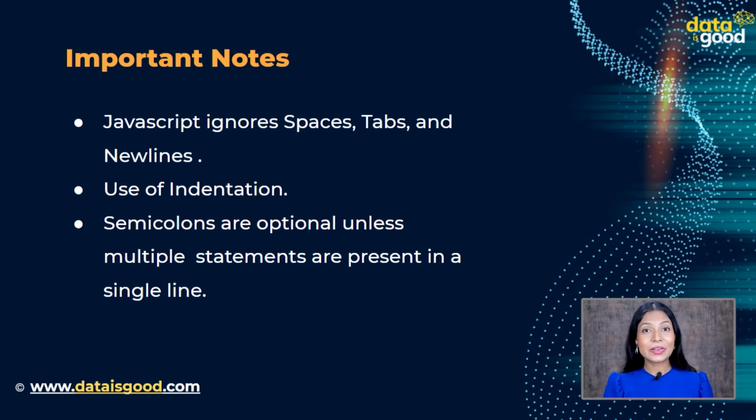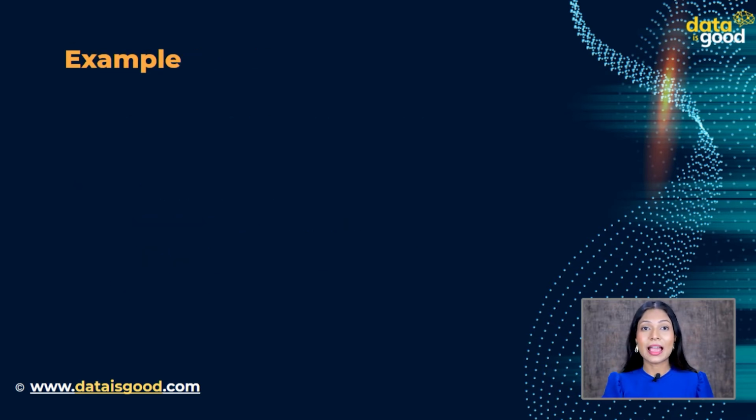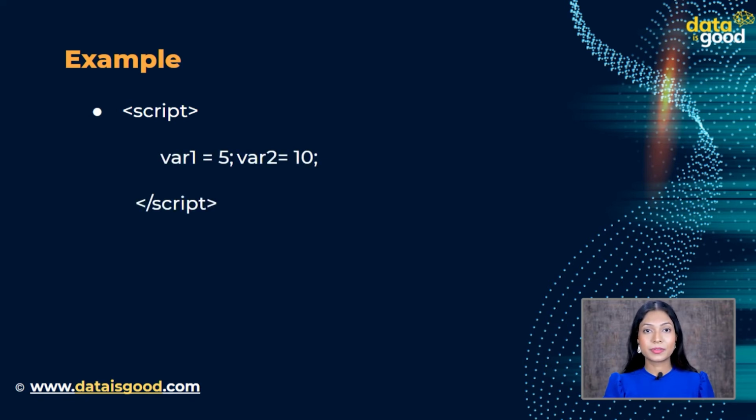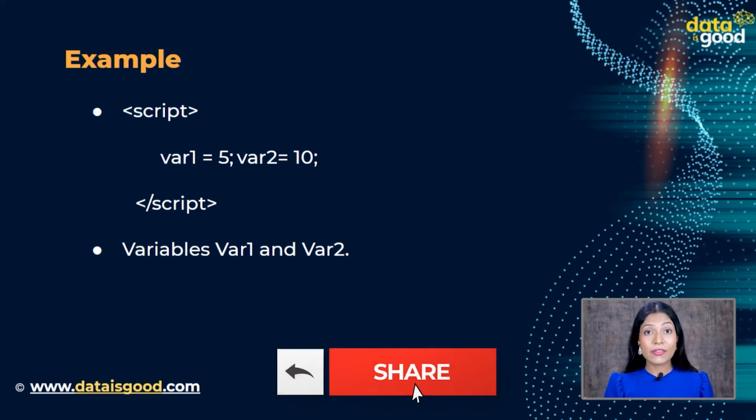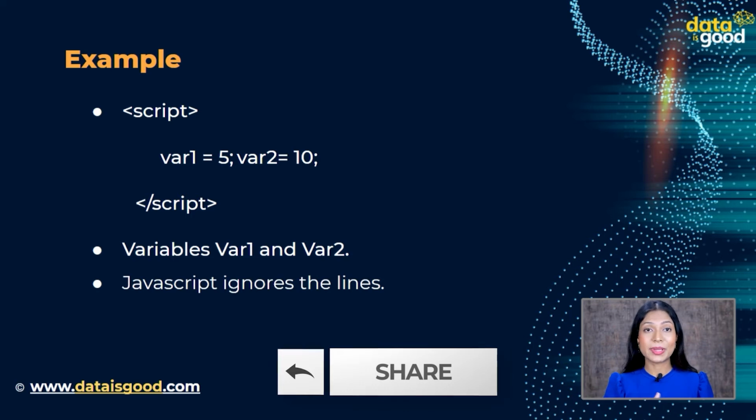So let us take a look at one more example to understand one more important feature of JavaScript. Example: script, variable 1 equal to 5, variable 2 equal to 10, script. Here in our script, we are defining two variables, variable 1 and variable 2. Notice there is no new line between them, though I would recommend you to have a line between them to make a point that JavaScript ignores lines and spaces.